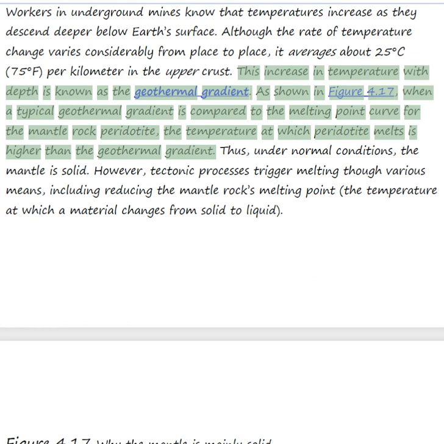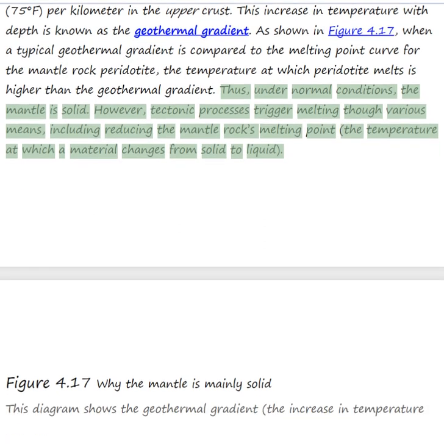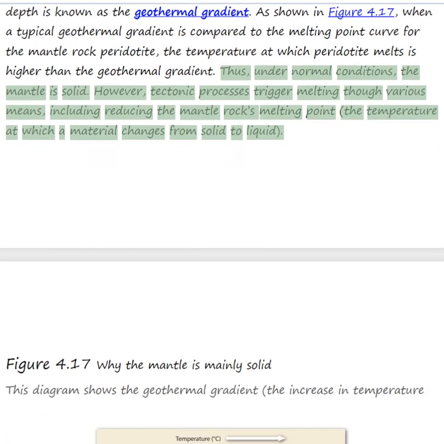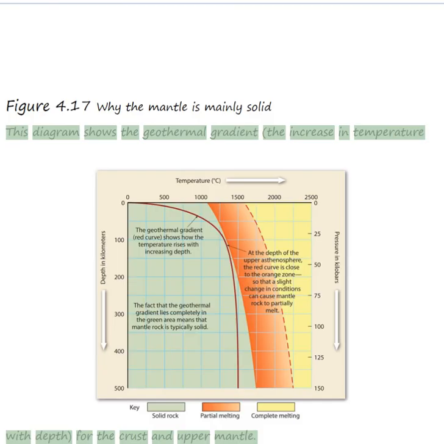As shown in Figure 4.17, when a typical geothermal gradient is compared to the melting point curve for the mantle rock peridotite, the temperature at which peridotite melts is higher than the geothermal gradient. Thus, under normal conditions, the mantle is solid. However, tectonic processes trigger melting through various means, including reducing the mantle rock's melting point. This diagram shows the geothermal gradient for the crust and upper mantle.